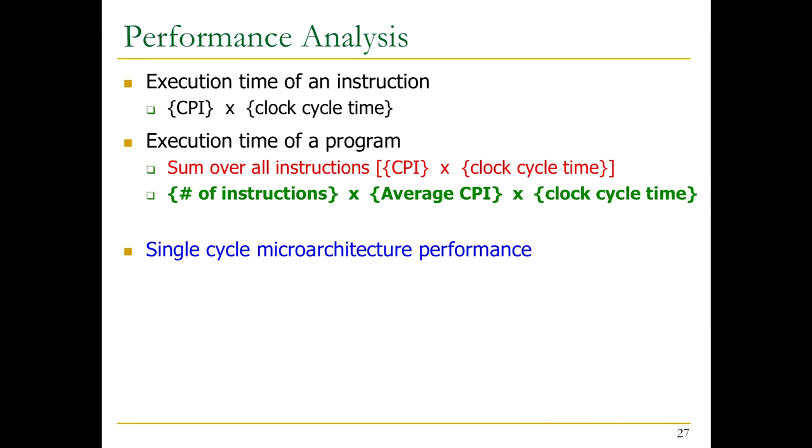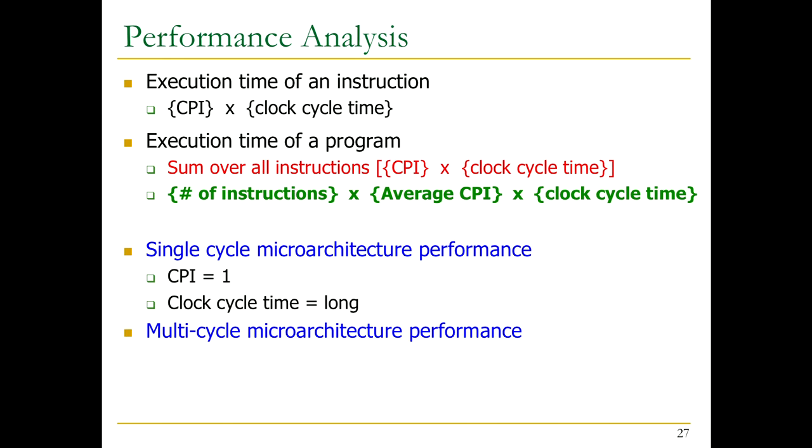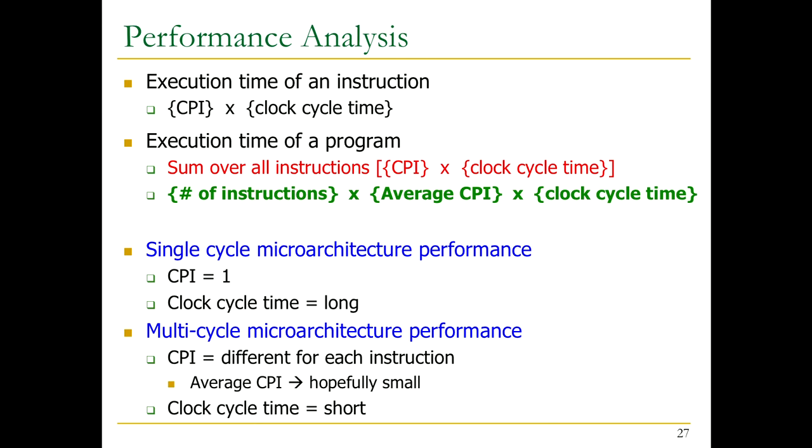But in a single cycle machine, you have your hands tied, because your cycles per instruction is always 1, and your clock cycle time is long. Right? The big benefit of multi-cycle is your cycles per instruction is different for each instruction, and the average CPI is hopefully small, but you don't know that. And clock cycle time is hopefully short. In fact, you could make this as short as you want it to be.